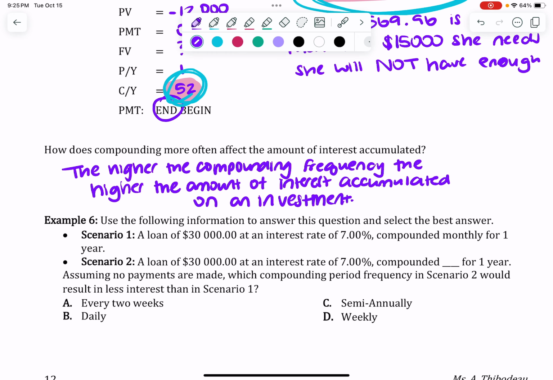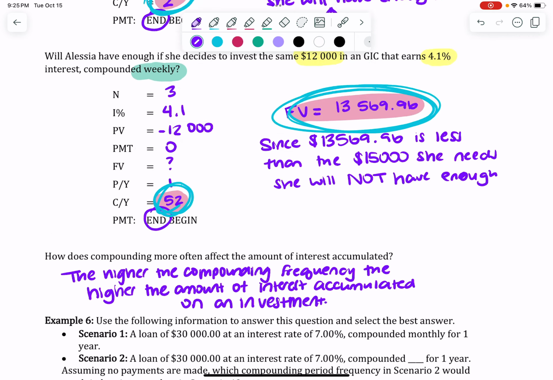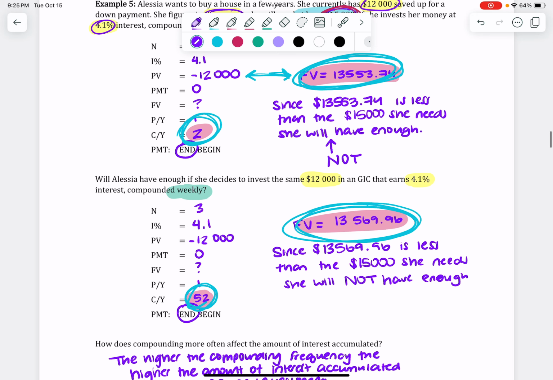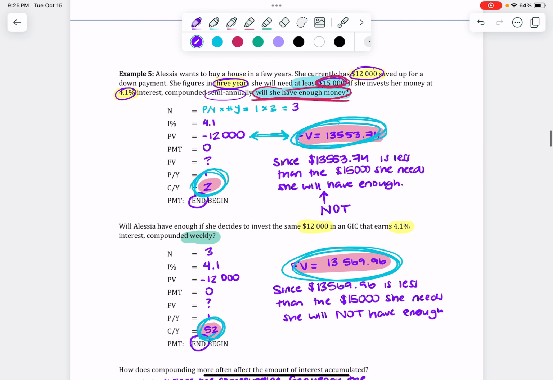Now, of course, we're not seeing massive differences, right? If we look back at those two examples we were looking at, $53 to $69, right? So $16. But over time, you're going to see that gap get larger and larger. Like if I recalculated this, top and bottom, but instead of 3 years, I plugged in 30 years, I'm going to see a bigger difference between the additional amount of money Alessia would make if she chose the investment that compounded more frequently.